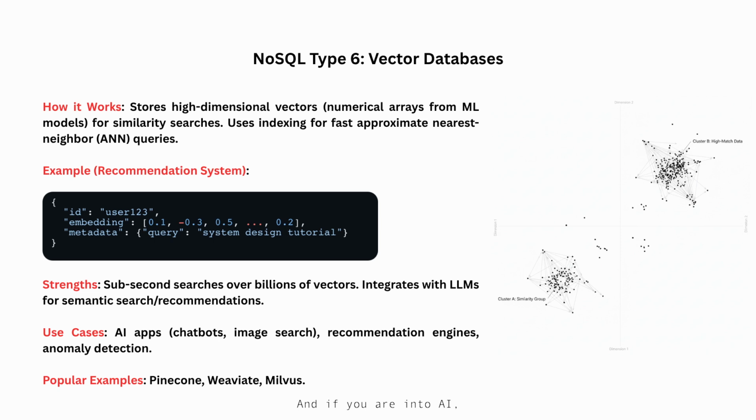And if you are into AI, which who isn't, I guess, vector databases are the new kid on the block. They store embeddings, those dense vector representations from models like GPT, and excel at finding similar queries. Imagine a Netflix recommendation system. Instead of keyword matches, it finds movies whose plot vectors are closest to your watch history. They are the engine behind modern intelligent applications.